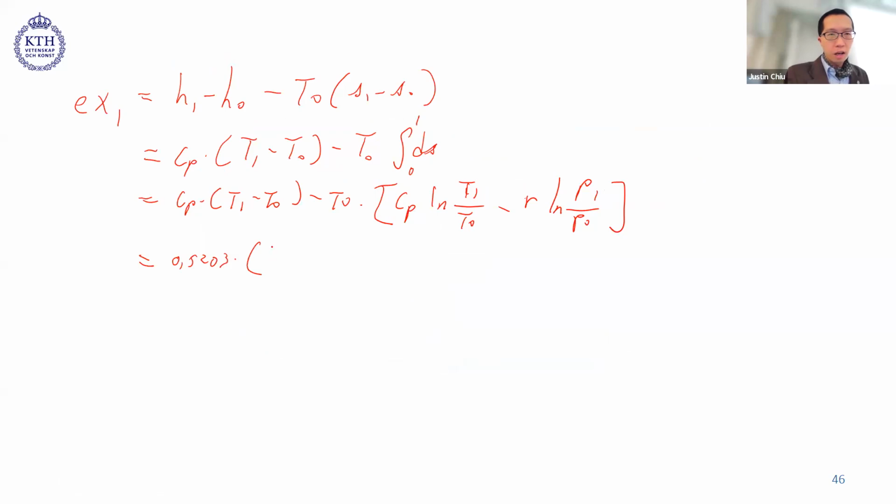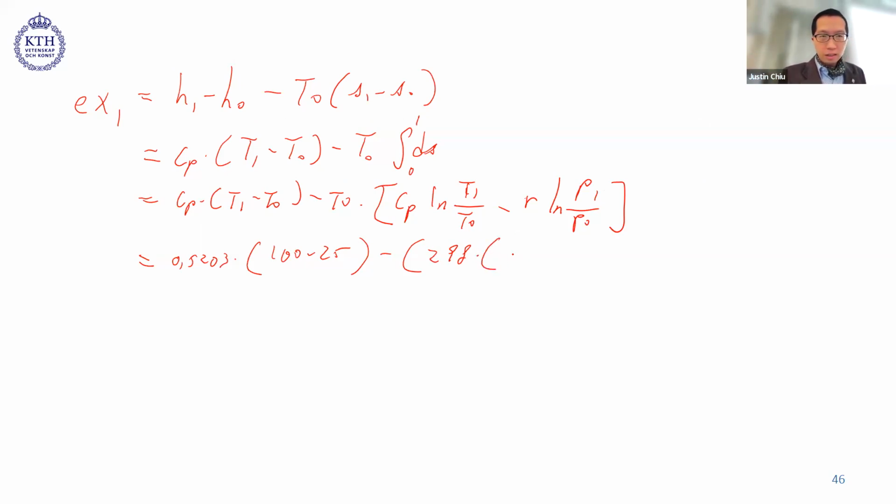So then we have 100 degrees Celsius minus 25. Since it's a subtraction, we don't have to put it into Kelvin, right? Because it's just a difference that we need. Minus what is T0? And then here, when we have a multiplication, we have to use Kelvin. 298.15, or we can simplify to 298. We omit all the decimal points.